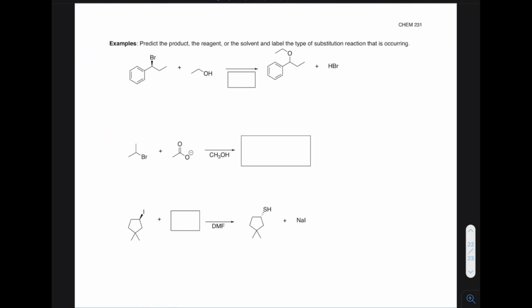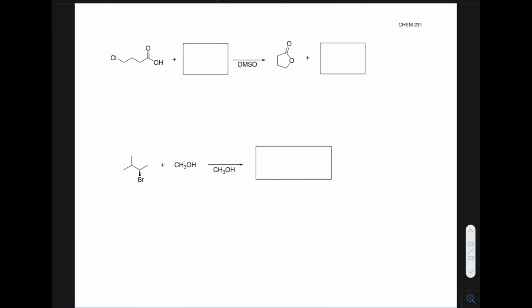right? And we'll take a look at what type of reaction is happening and fill in some of these blanks here, right? Because we're missing solvent in some cases, products in other cases, and reagents in other cases. So we'll go through and determine whether an SN1 or SN2 reaction is happening and fill in some of these blanks in order to satisfy the whole reaction.